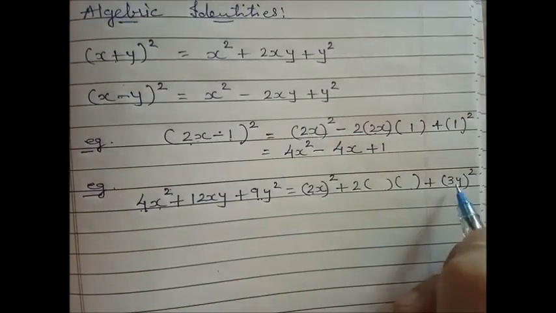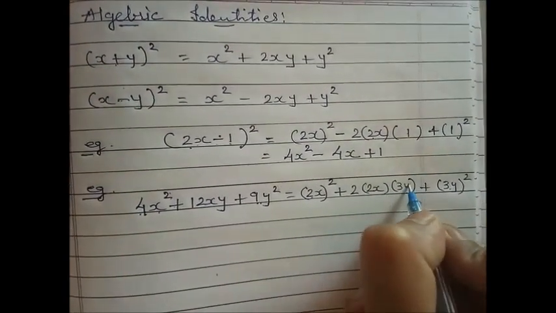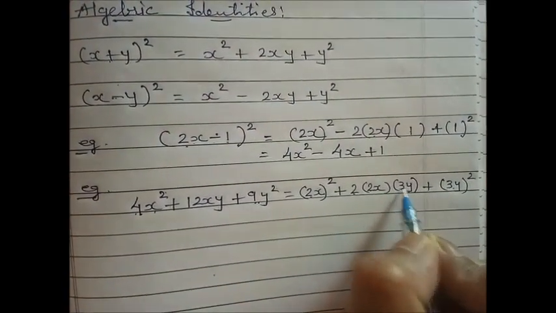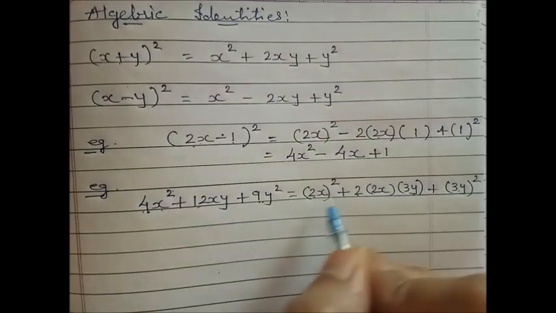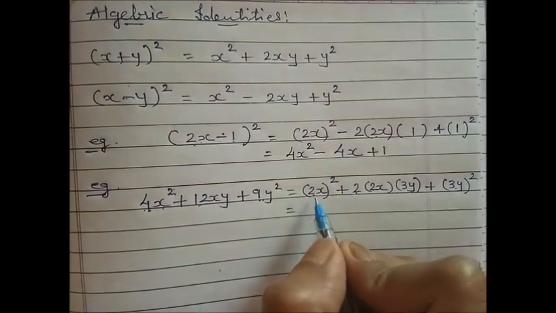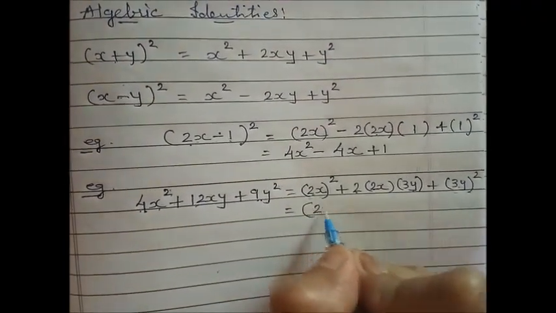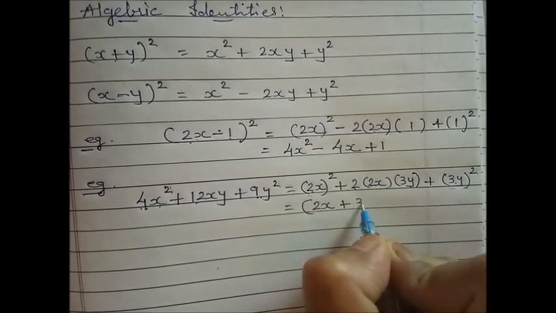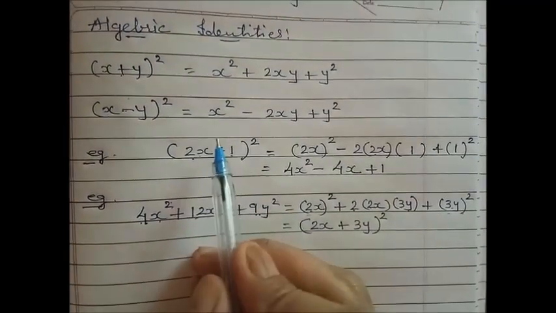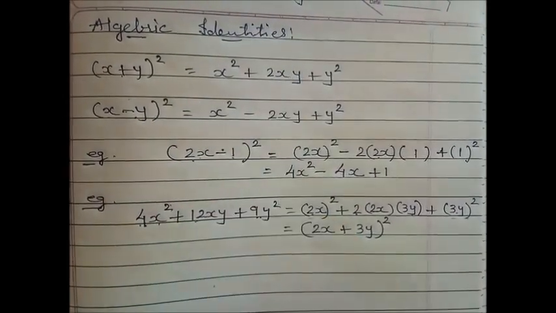Now the same terms you have to write here, that is 2x into 3y. Now check this, 2 2s are 4, 3s are 12. So that means what we have written is correct. It is equal to, now simple, first and last term, that is 2x plus 3y whole square, right? You can ask this way also and you can ask this way also, right?